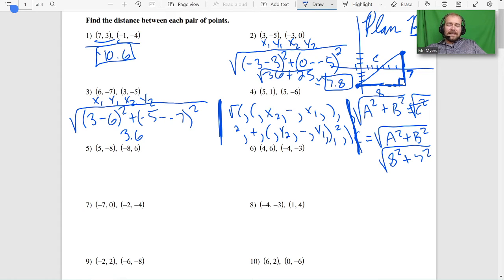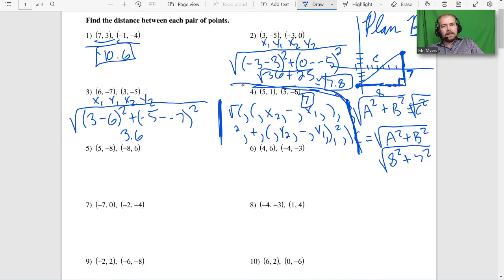And this one is exactly 7 because if you were to graph this, these points are straight up and down from each other because they have the same x value. So the distance between the points is literally just the distance between 1 and negative 6, which is 7. So the answer is just 7 on this one. Boom, 7. That's it. All right.